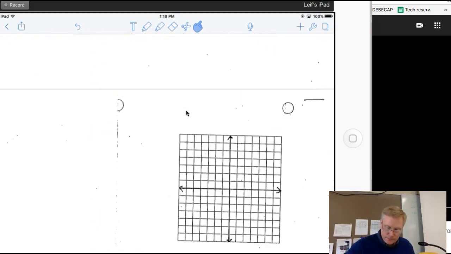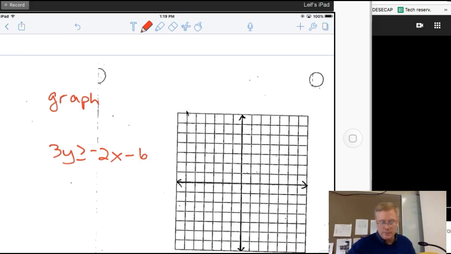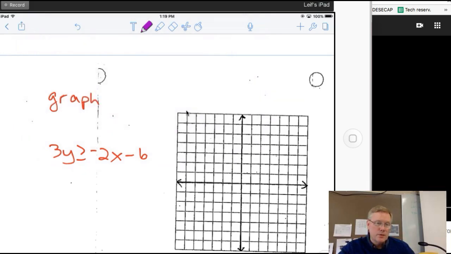Number 4 is a straight up graphing problem. And this one's graphing an inequality. It is 3y is greater than or equal to -2x minus 6. All right. So one of the things that's tricky about this one is I don't have y is greater than or equal to with the y alone. I'd like to have the y all alone.